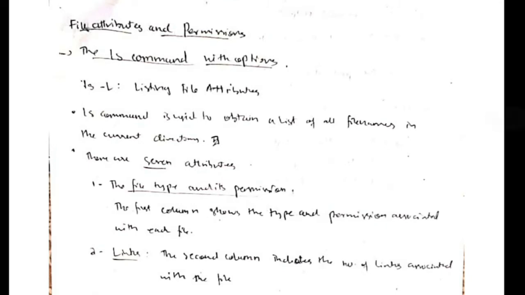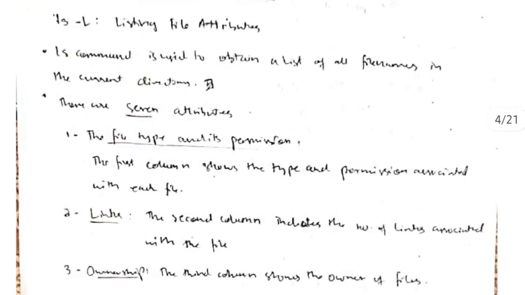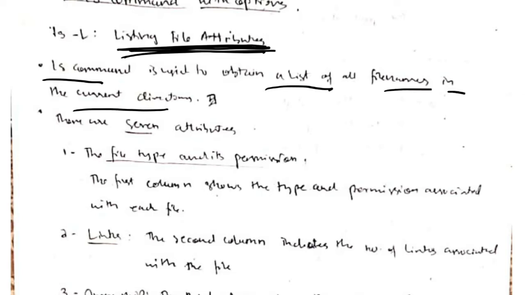Firstly, we have the file attributes and permissions. The first main important command is the ls command. This is very important from exam point of view. So what is the ls command? It lists the file attributes. Remember, ls will list the file attributes. The ls command is used to obtain the list of file names and their attributes and their directories.